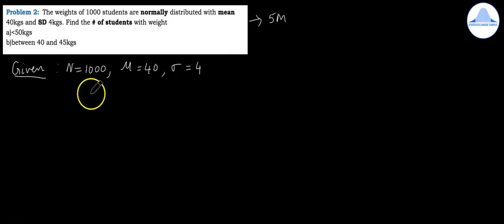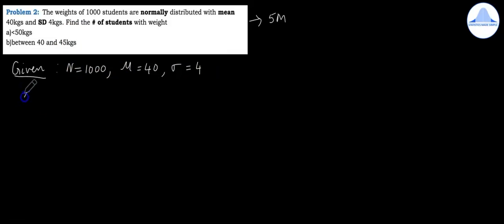So let's start the problem. Write given. So here the total number of students are given. So capital N is equal to 1000. The mean. So mean is mu, that is equal to 40. Standard deviation means sigma, that is equal to 4. If they give variance, then it means sigma square is equal to that particular value, and sigma will be root of that value. So be very careful when you go through the question.